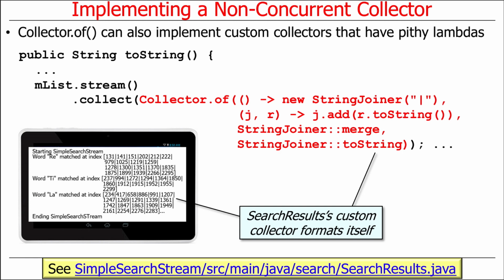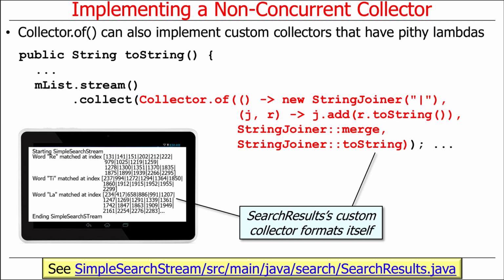We have this thing called merge, which would merge strings together if we need to. We don't need to do it in this case because it's essentially a sequential non-concurrent collector. And then the final thing, the finisher method here, takes a string joiner and converts it into a string. So you can end up getting a string, which could then be printed out just like any other string could be printed out. So this is just a good example of using collector.of to make a very simple collector on the fly. Yes, Allison?